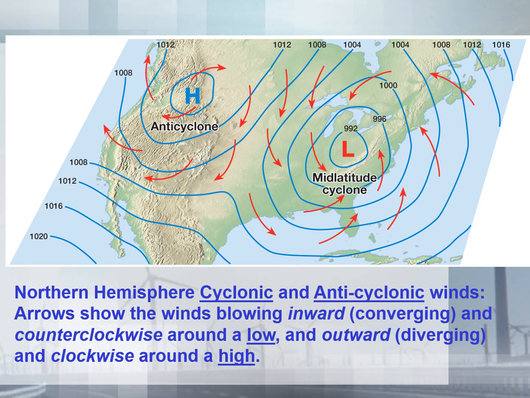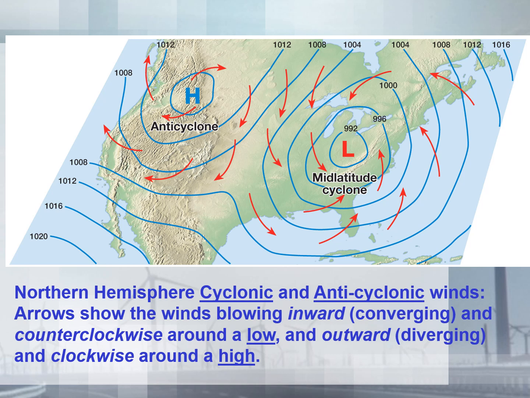Okay, so Northern Hemisphere, cyclonic and anticyclonic winds. Meaning, we have an anticyclone or high pressure system there on the left. We have a cyclone or low pressure system there on the right. Arrows show the winds blowing inward, converging, and counterclockwise around a low, and outward or diverging and clockwise around a high. So let's look at each of those.